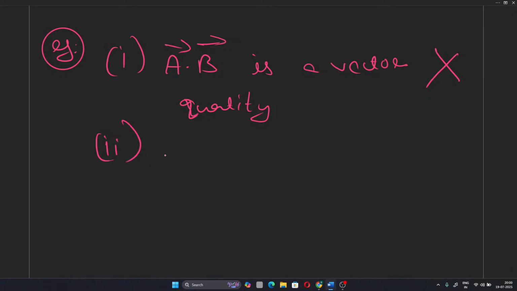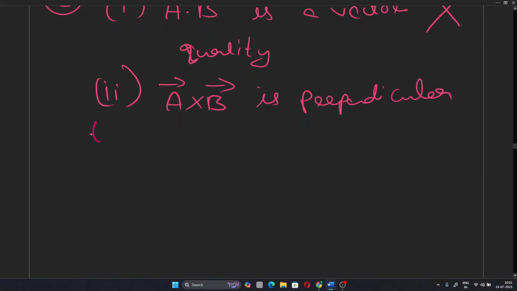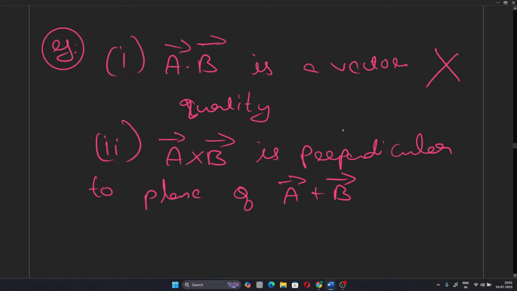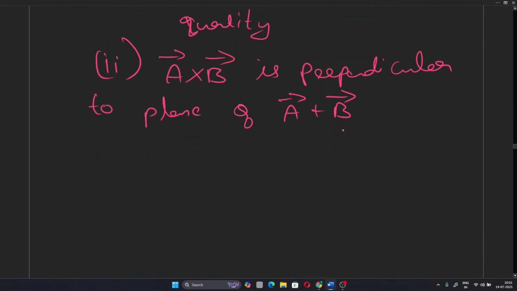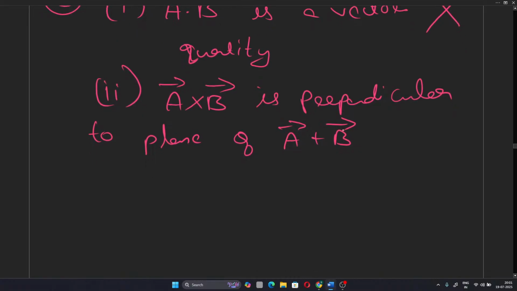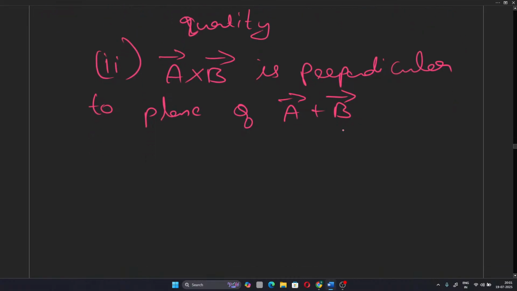And when we take a cross b, this vector product is perpendicular to the plane of a vector plus b vector. A cross b is perpendicular to the plane of a plus b vector.